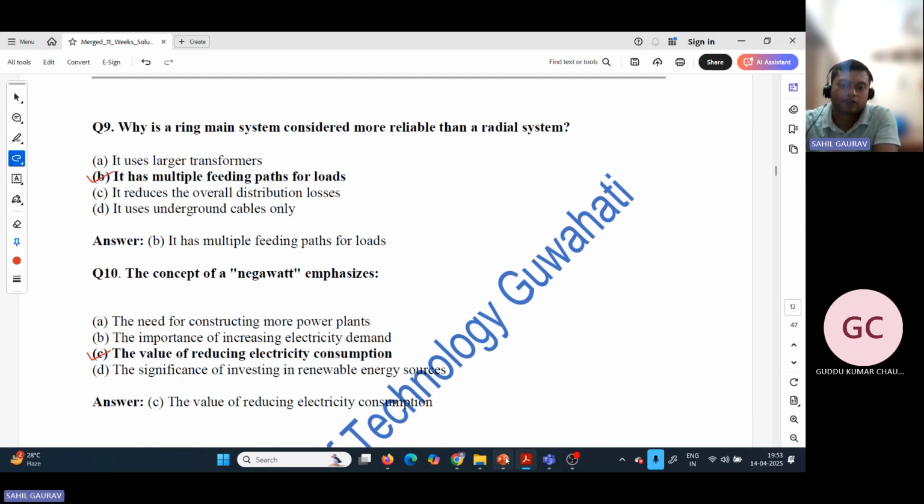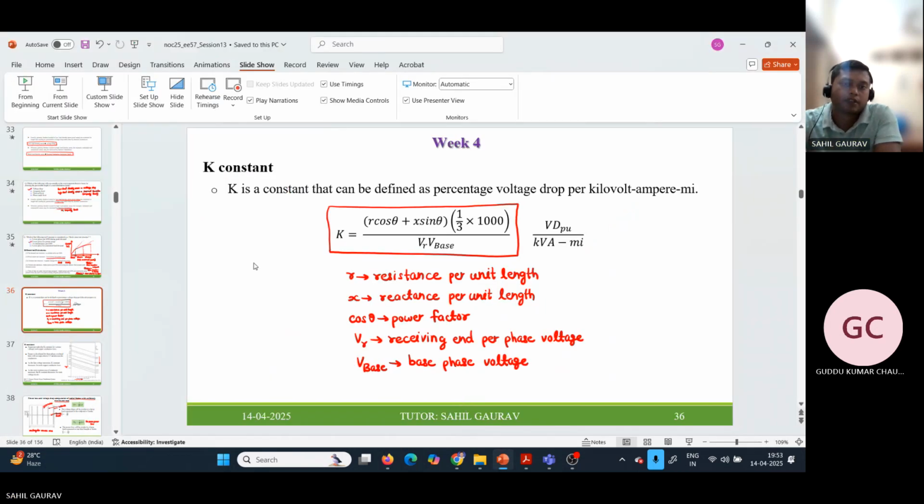Now let us see the theory for big four. In big four we have to understand the K concept and the voltage drop and power loss for different types of distribution areas.